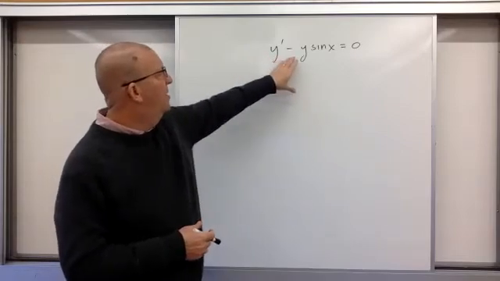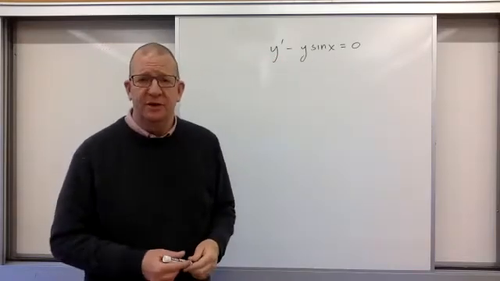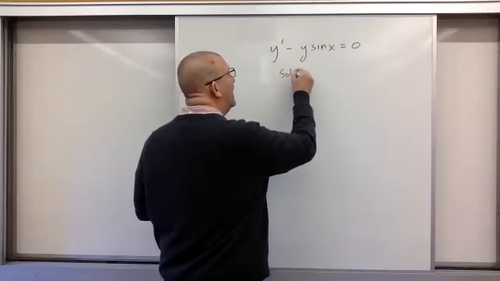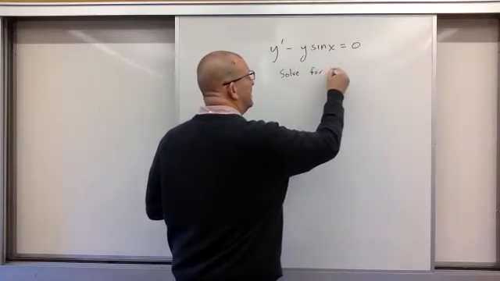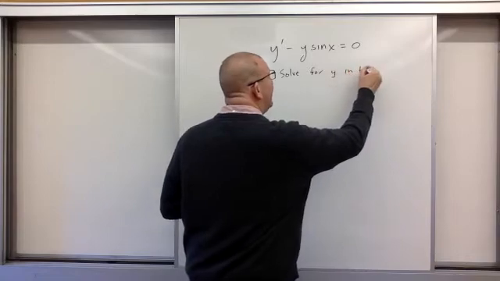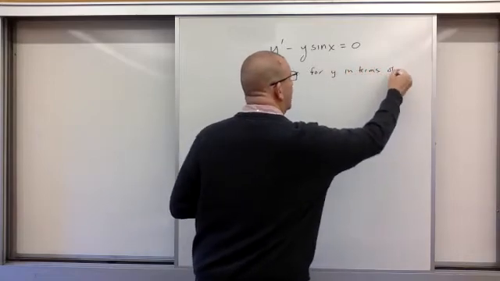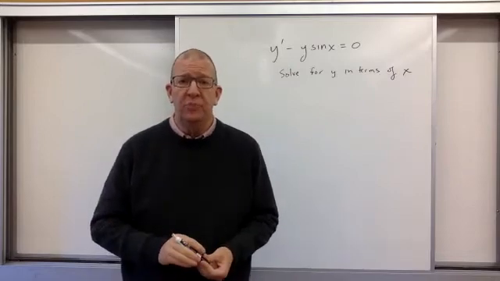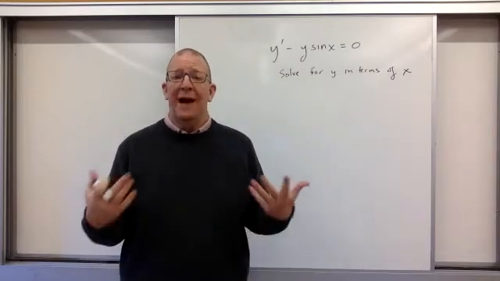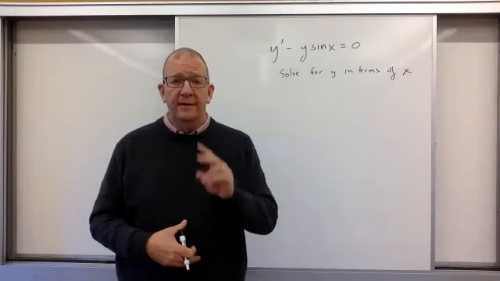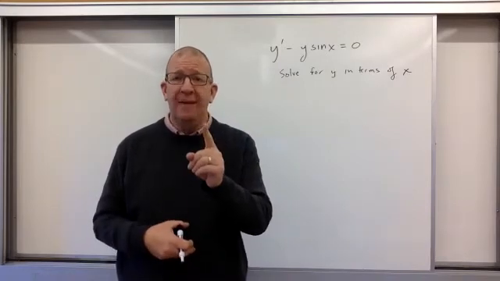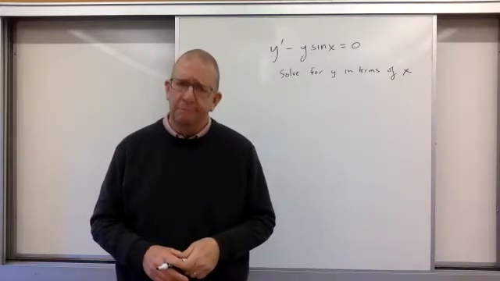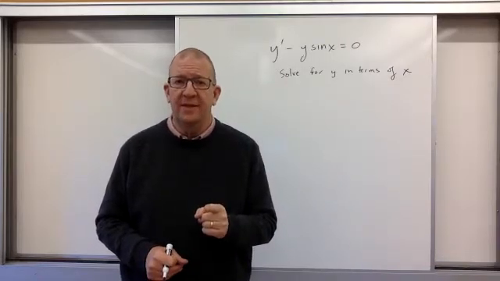We've got y prime minus y sine x equals 0. The objective here is to solve for y in terms of x. So in other words, I need to make this look like a y equals problem that you would encounter in pre-calculus. So how do we do that? Well, there's one main step we do, and then everything else is going to flow from it. Let's take a look at what that step is.